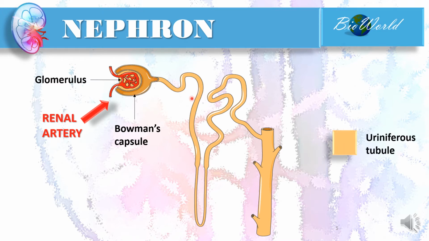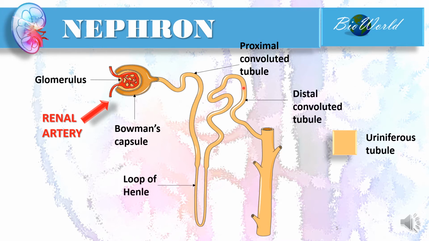The uriniferous tubule is made up of the proximal convoluted tubule, which is closest to the Bowman's capsule, the loop of Henle, and the distal convoluted tubule that is furthest away from the Bowman's capsule. All the distal convoluted tubules of the different nephrons will connect to the collecting duct.